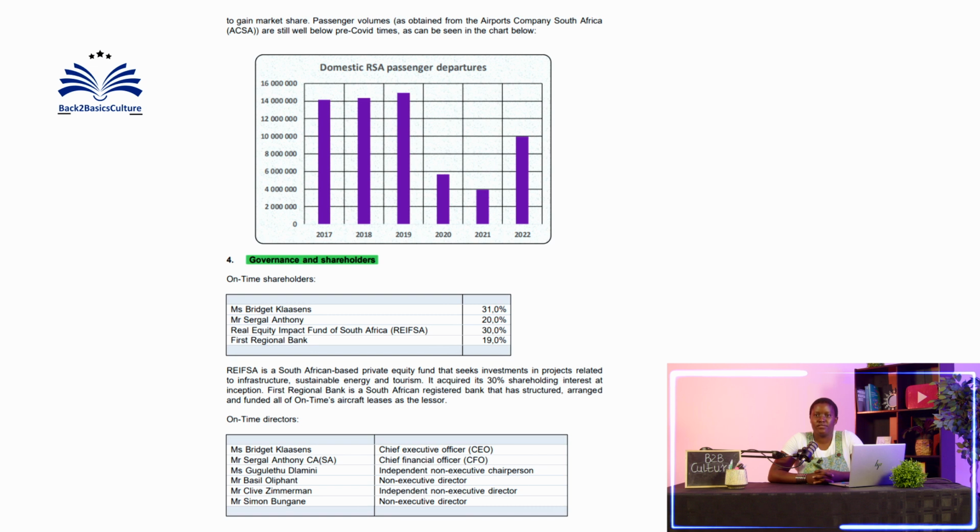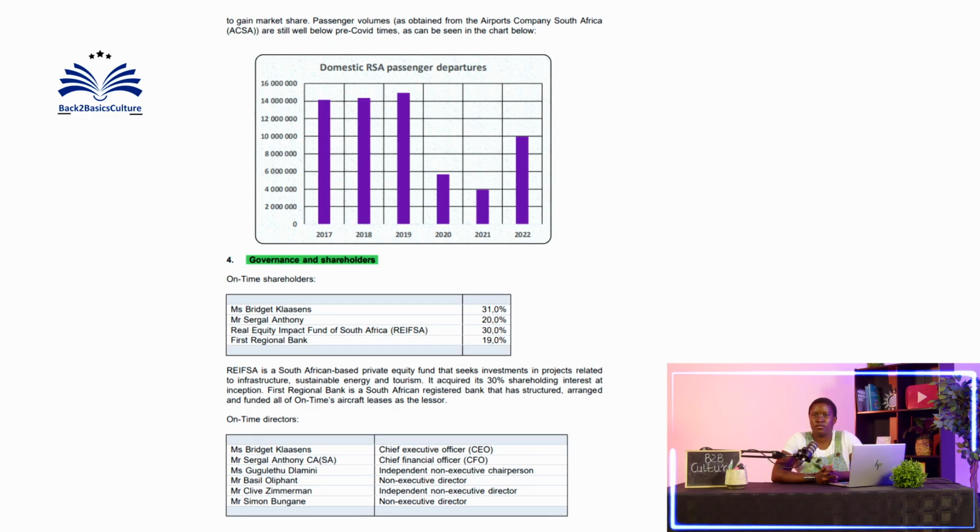First Regional Bank is a South African registered bank, go figure, that has structured, arranged and funded all of On-Time's aircraft leases as the lessor. So now I take a step back. I'm like, okay, First Regional Bank has 19% shareholding and it also structures and handles our leases. So probably knocking on related parties, but I'm not going to deep dive into the related party standard yet. It's just something at the back of my head.